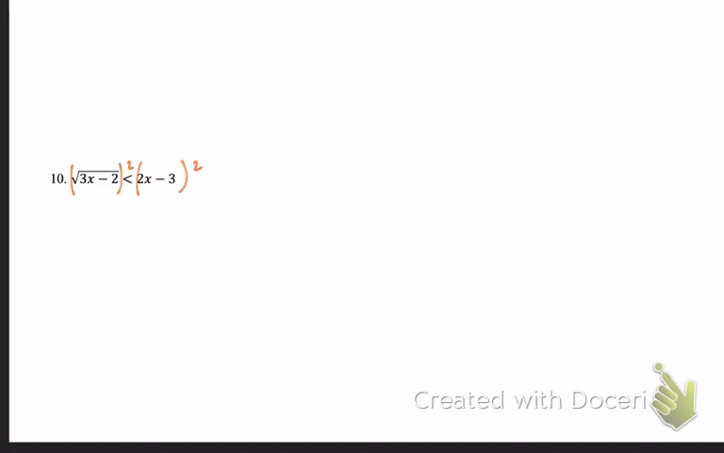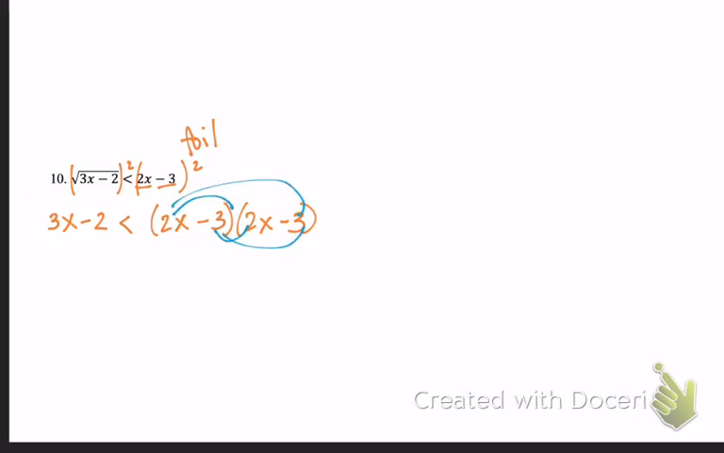So I'm going to square both sides first. And so when I do that, that means I have to FOIL, because it is a binomial, meaning it has two terms. So on the left, I have 3x minus 2 is less than (2x minus 3)(2x minus 3). So when I FOIL, I'm going to multiply all the terms together. I get 4x squared minus 6x minus 6x plus 9.